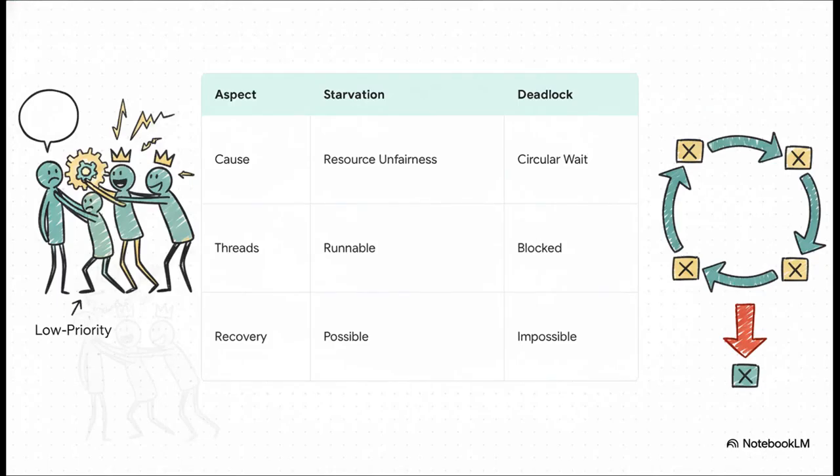Now, the key difference to remember is this. Deadlock is caused by a fatal circular dependency, right? But starvation is fundamentally a problem of unfairness. The good news is that unlike a deadlock, recovery is actually possible. If those greedy threads ever finish their work, the starved thread might finally get a turn. But it's still a huge red flag that your design is flawed.